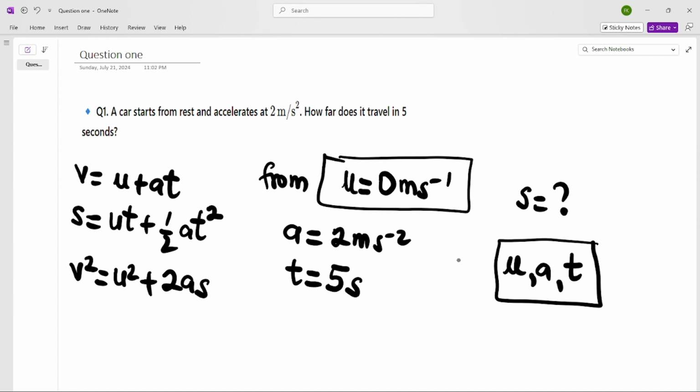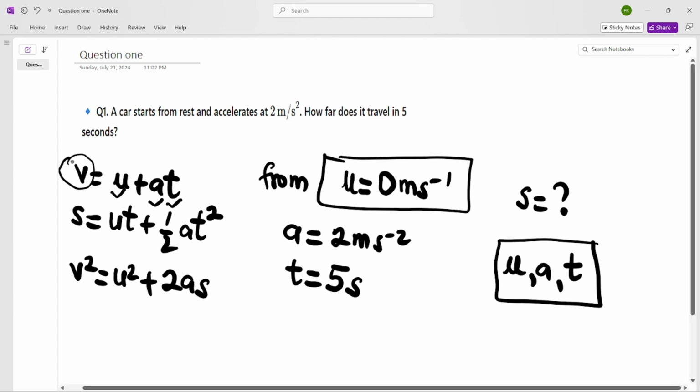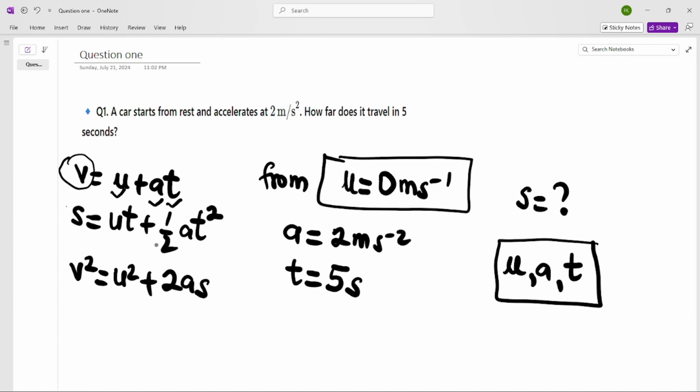So for the first one, let's test on the first one. They've given us u, they've given us a, they've given us t. So we can use that to find v easily. But then we are not actually looking for v. They are actually looking for s. So let's go to this equation. They've given us u, they've given us t, and they've given us a. We can see that this one too is also valid because only one thing is missing, and what they are looking for is distance. So this equation is best suited for this particular question.